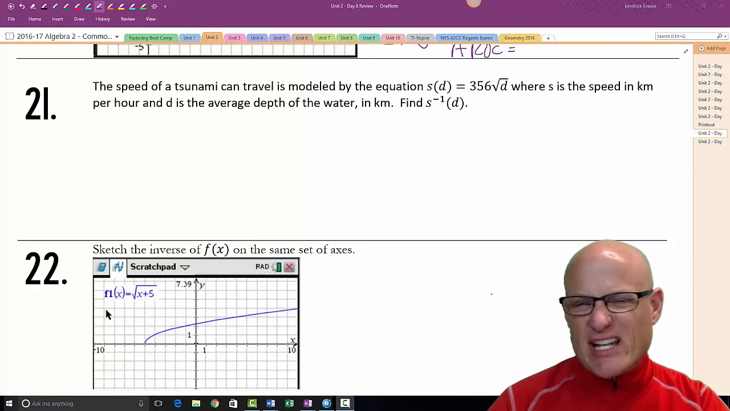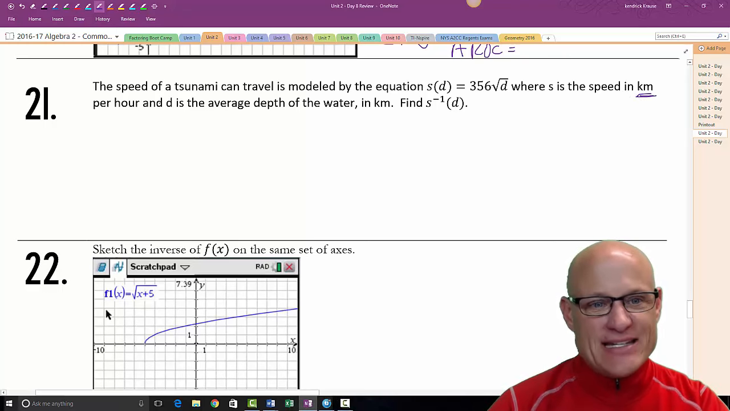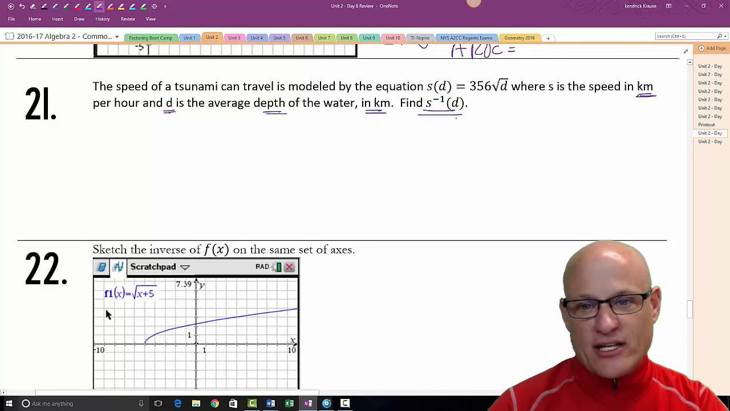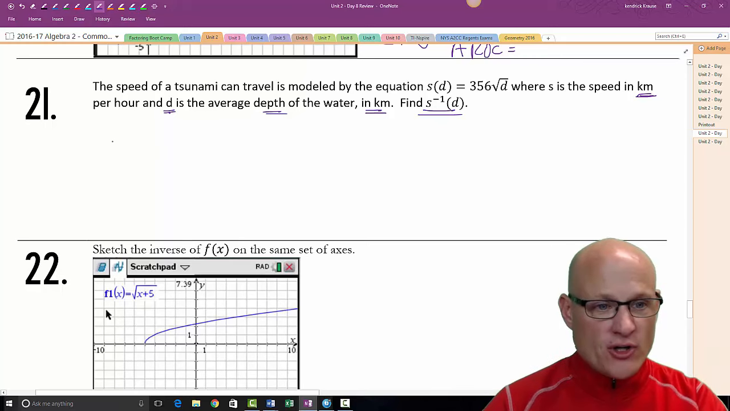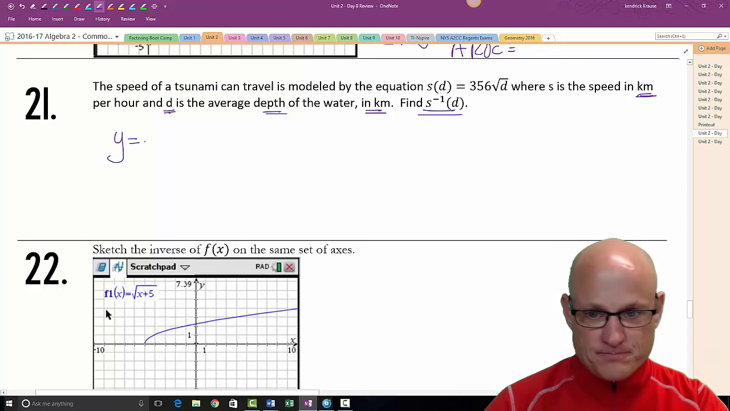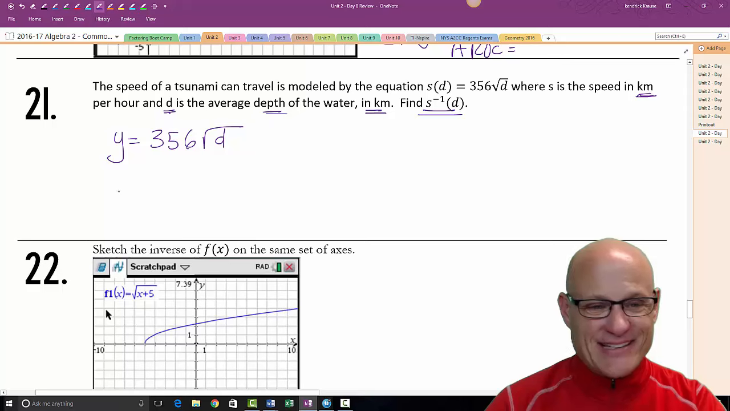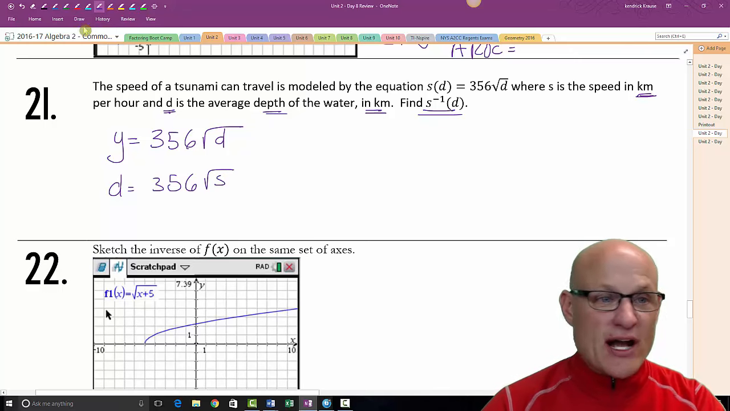So the speed of a tsunami can travel is modeled by this equation, where S is the speed in kilometers per hour and D is the average depth of the water in kilometers. Find S inverse. Okay. So I'm just going to write it as y equals 356 square root of D. Switch S and D. So D is equal to 356 square root of S. Now I've got to solve for S.